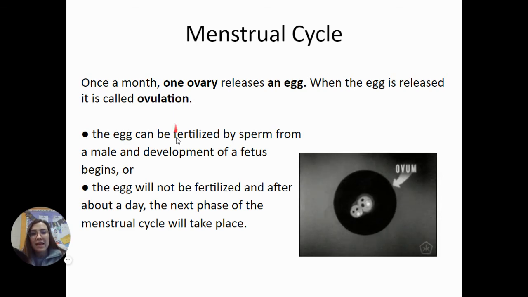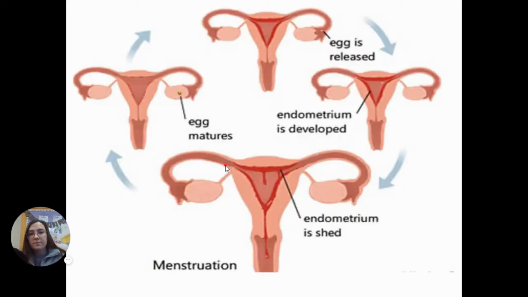Once it's released, it can either be fertilized by the sperm. So remember, fertilized in the fallopian tube, and then it will attach itself to the uterus. And then we're going to learn this word fetus. So we call it a baby once it's been born, but while it's still in the uterus, we call it a fetus. But if the egg is not fertilized by sperm, meaning sperm does not meet the egg, then after about a day, the body can tell that it wasn't fertilized, and the body moves forward in the menstrual cycle.